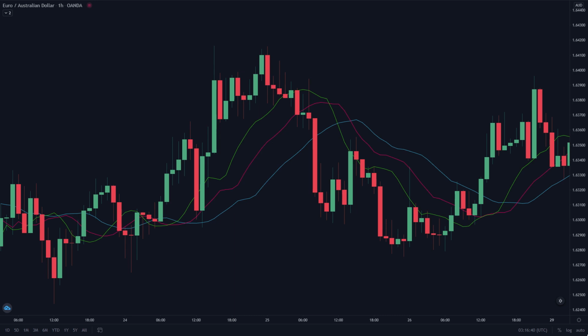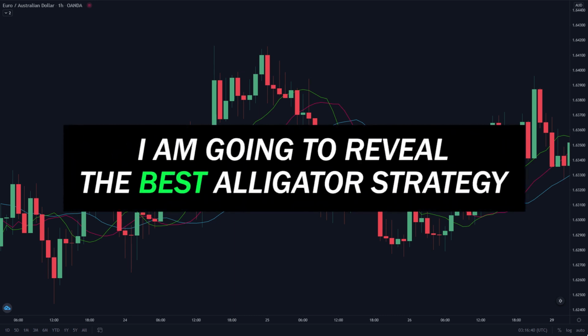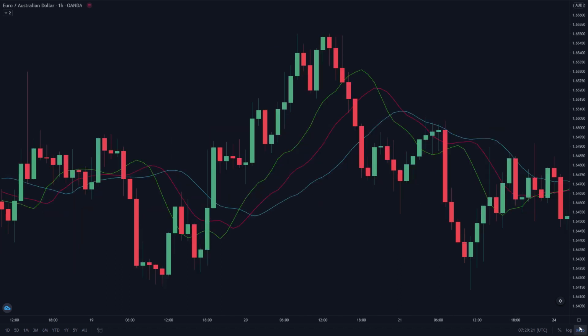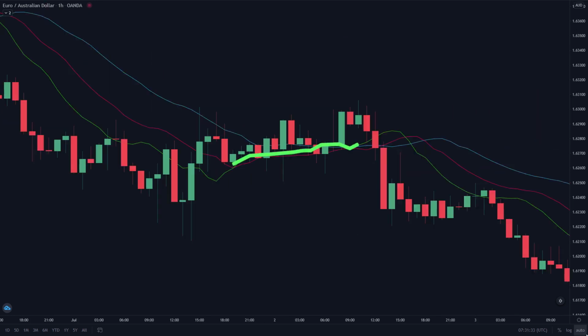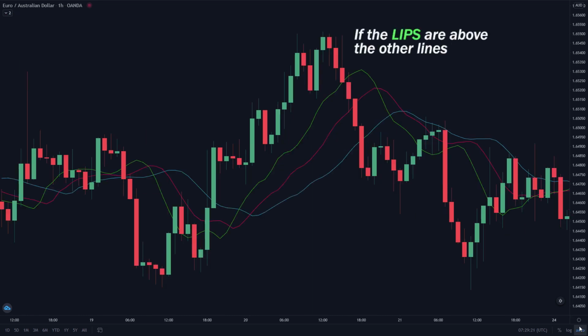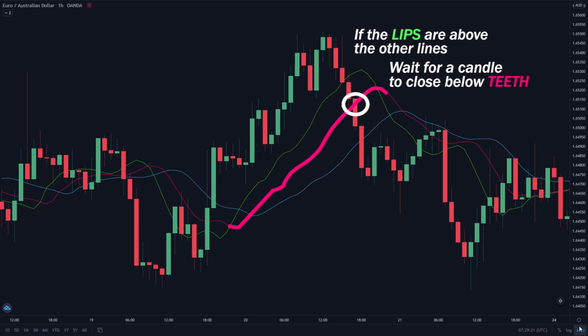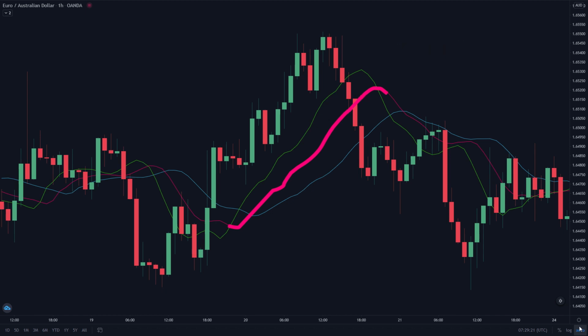So after I tested different indicators over the years, I also found the best way that you can utilize the alligator strategy. So here's how the strategy goes. First, what you need to look at is the lips. The lips can be either above, below, or inside the other two lines. If the lips are above the lines, you wait for a candle to close below the middle line, the teeth. So if the green line is above the other two lines and a candle closes below the teeth, you take a short position.